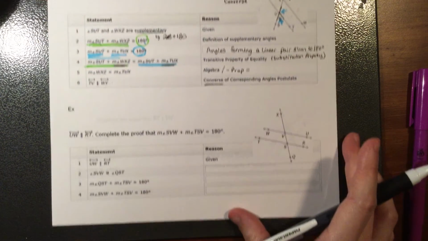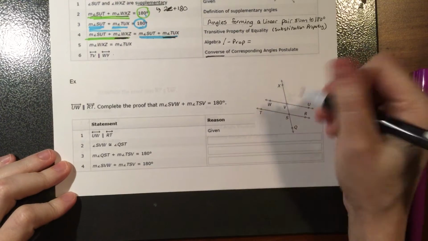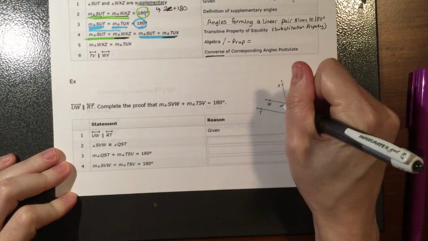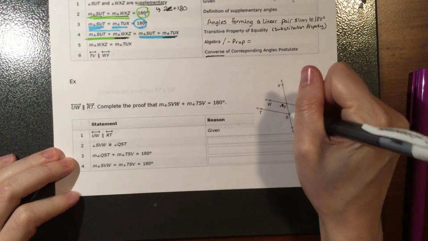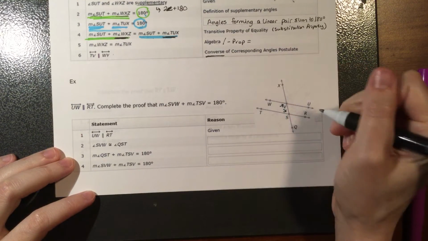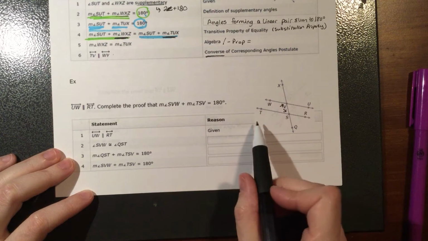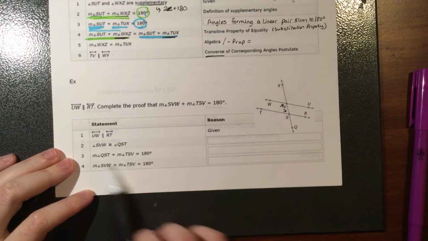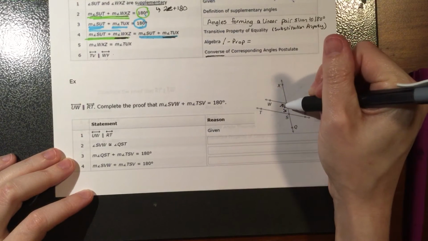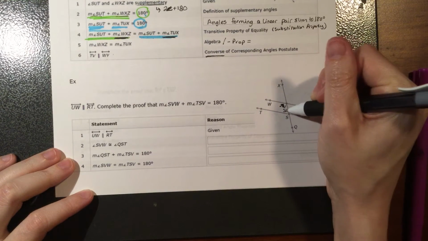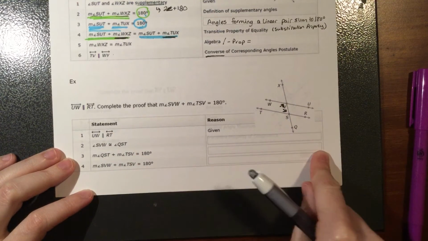So looking at the next one, it says complete the proof that the measure of angle SVW plus TSV is equal to 180 degrees. And again, we have to show that based on the math that we see here. If you click on this drop down box, it will show you that these are consecutive interior angles. But that's not what this math does, so we can't use that one.